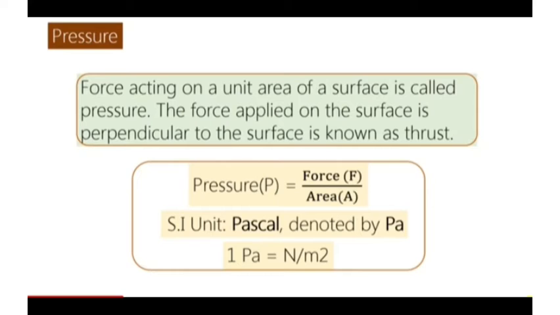Since the unit for measuring force is Newton, N, the area is measured in square meters, meter square. The unit for pressure is Newton per meter square. The SI unit for measuring pressure is Pascal, Pa, and it is expressed in Newton per meter square.